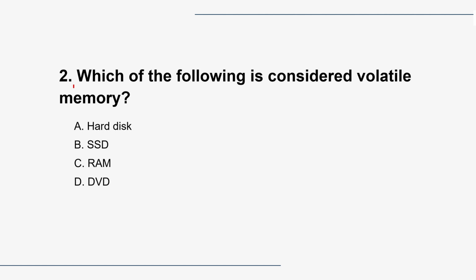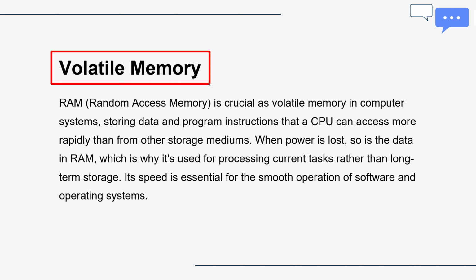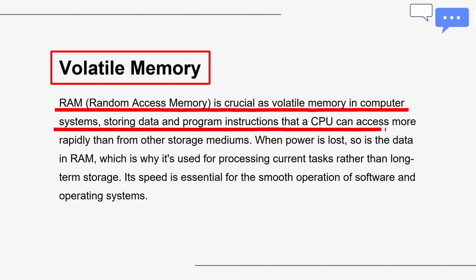Question 2. Which of the following is considered volatile memory? The knowledge points of this question are: volatile memory. RAM is like a temporary workspace for your computer. It holds data that your computer is actively using or needs immediately. When you turn off the computer, anything in RAM disappears, which is why it's not used for storing files permanently.